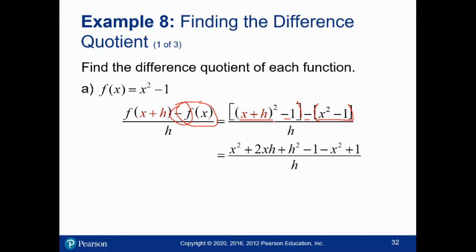If I expand that x plus h squared and I correctly distribute this minus 1, we end up with the following. Some stuff cancels out, namely the x squareds and the 1. I get 2xh plus h squared over h. Notice that in the numerator you can factor an h out, leaving behind 2x plus h, and now you can cancel those h's. Leaving behind just 2x plus h.